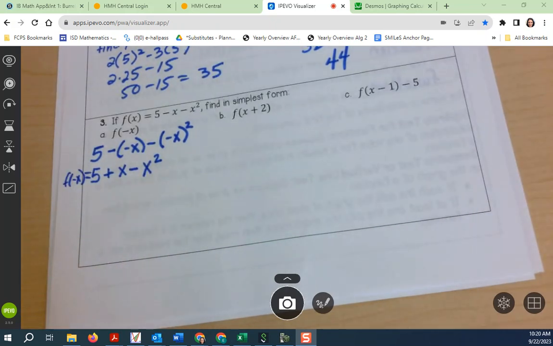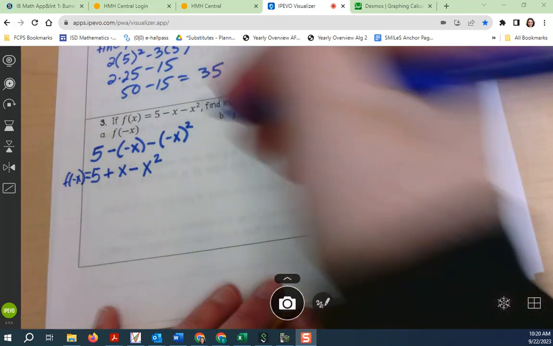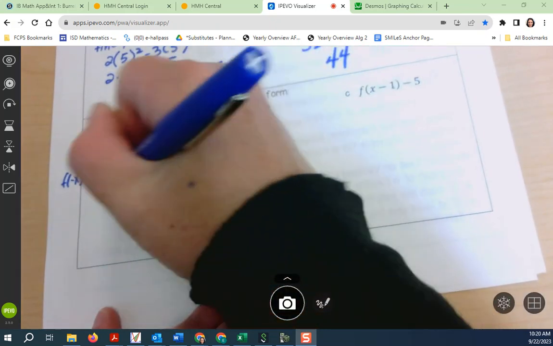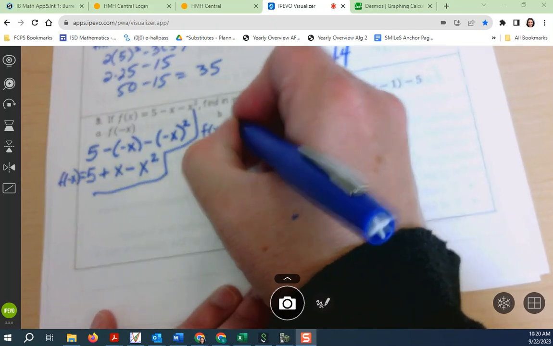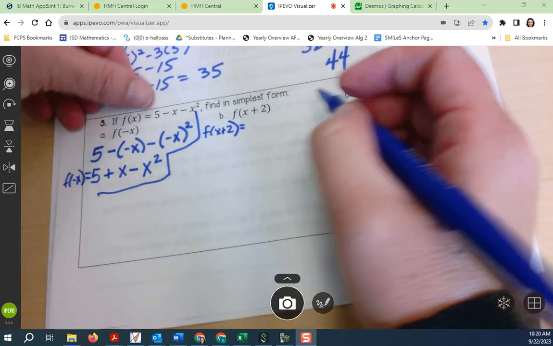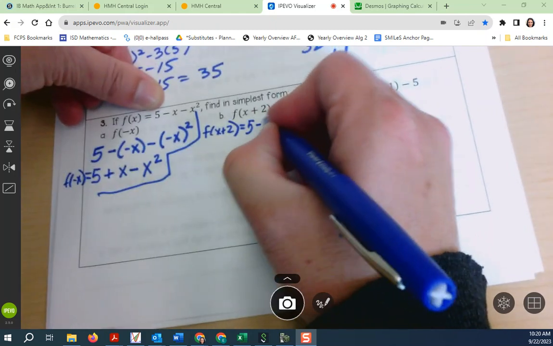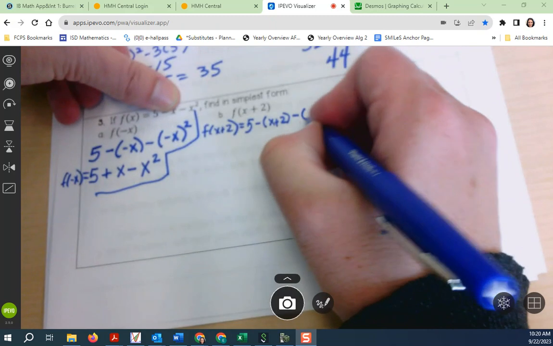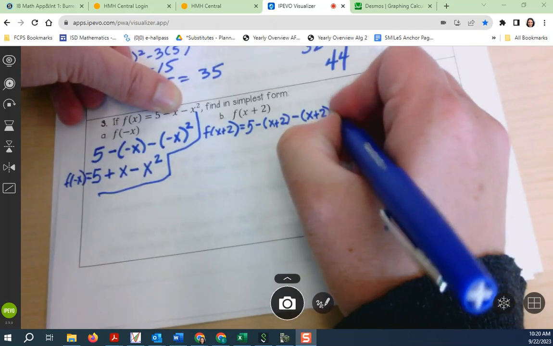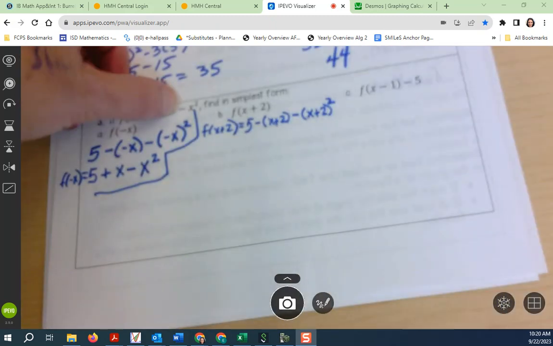Okay, I'm going to help you set up the next one, and then I want you to see if you can simplify it. I need some space. So here we go. f of x plus 2 equals 5 minus x plus 2 minus the square of x plus 2. Okay, take a minute for that.